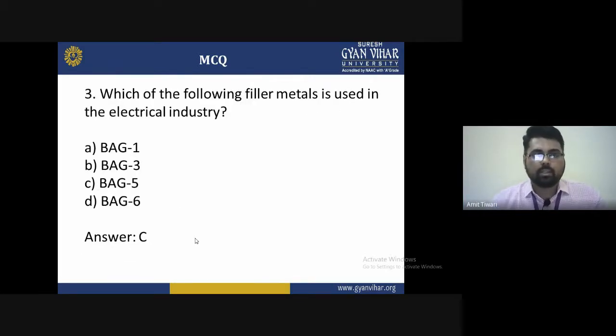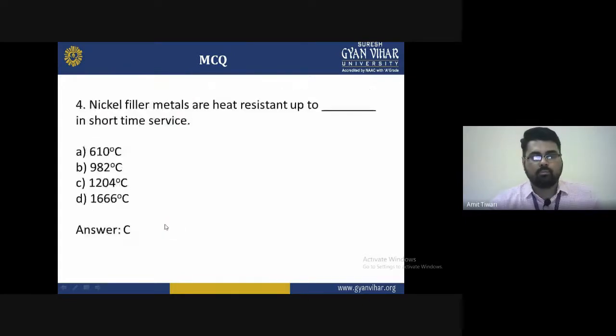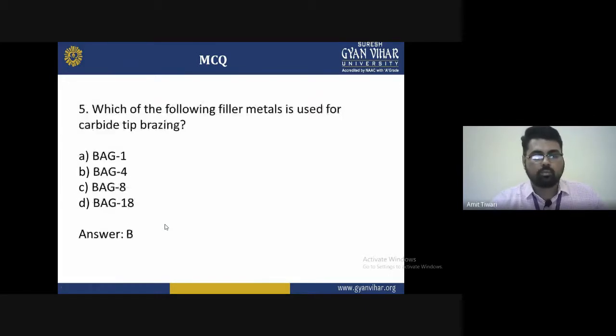Third, which of the following filler metals is used in the electric industry? Options are BAg-1, BAg-3, BAg-5, BAg-6. The correct answer is BAg-5. Fourth, nickel filler metals are heat resistant up to dash in short time services. Options are 610 degrees Celsius, 982 degrees Celsius, 1204 degrees Celsius, and 166 degrees Celsius. The correct answer is C, 1204 degrees Celsius.